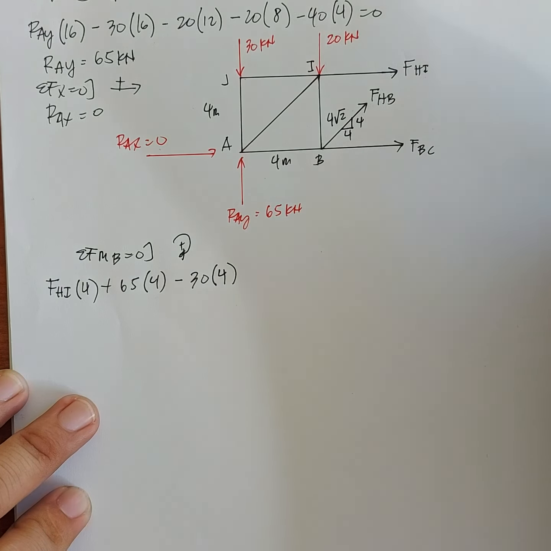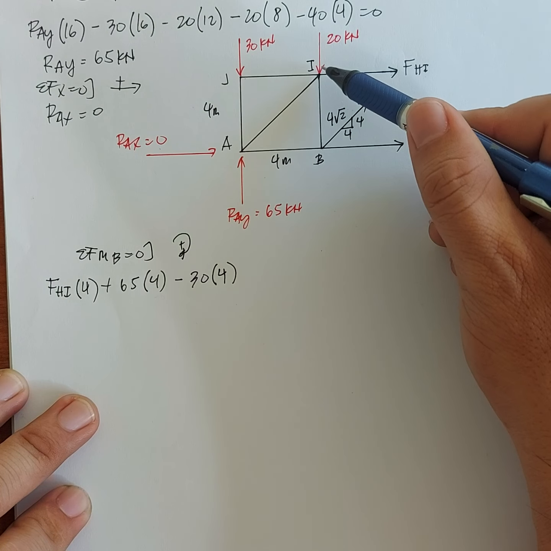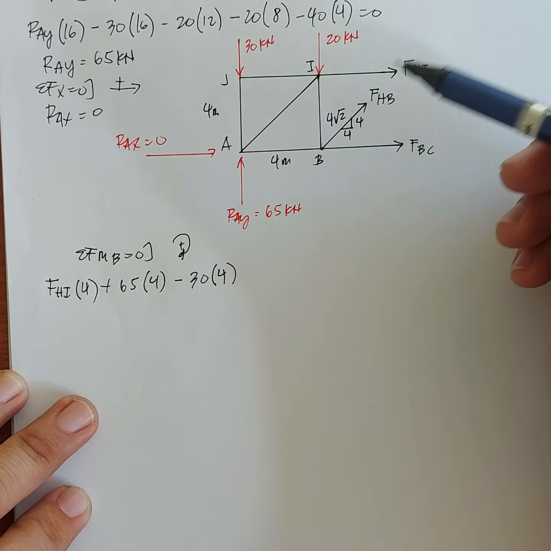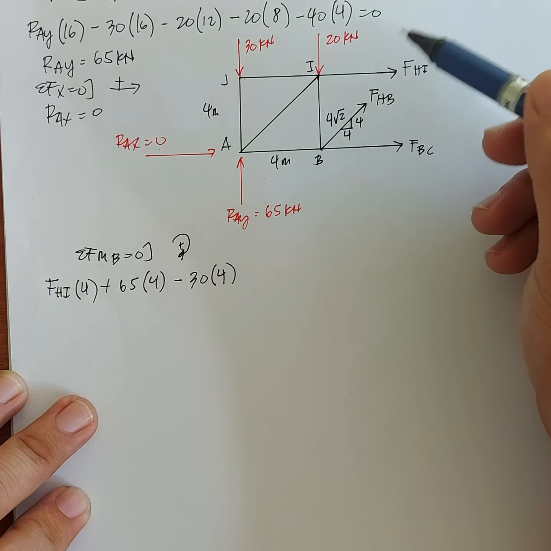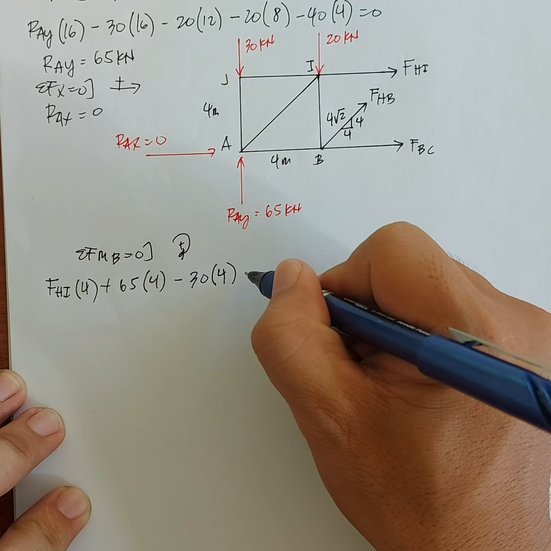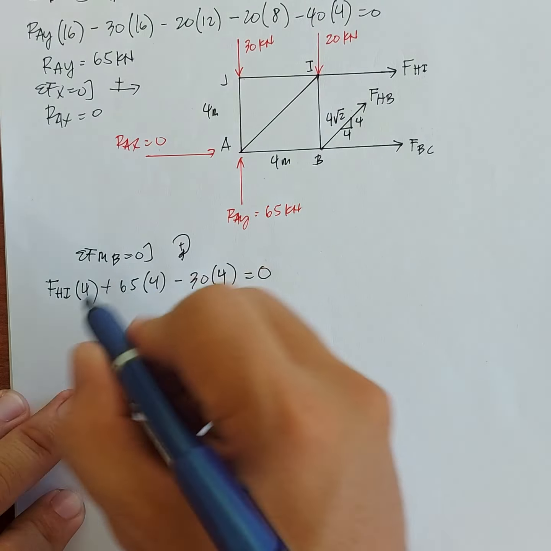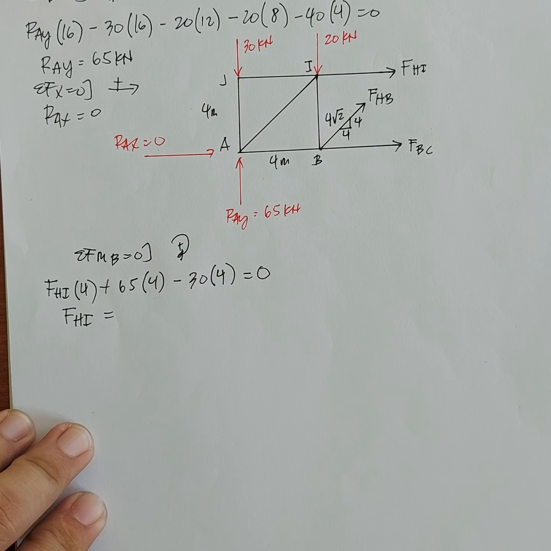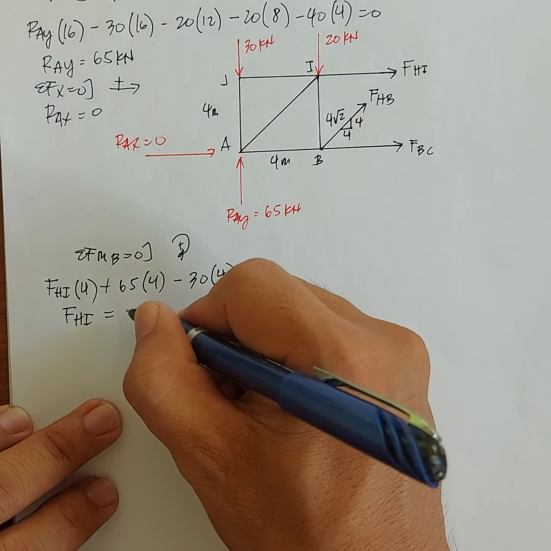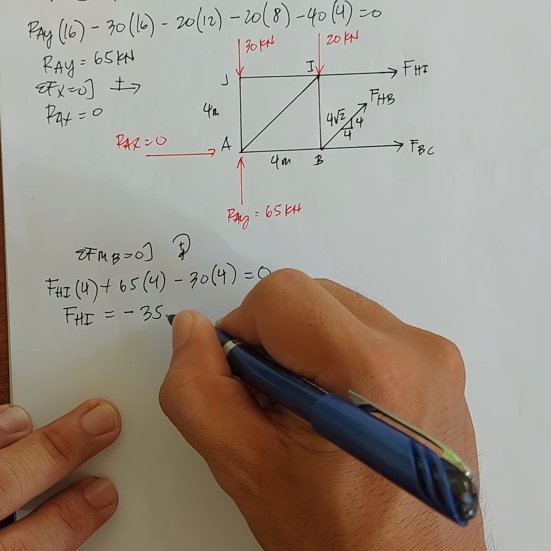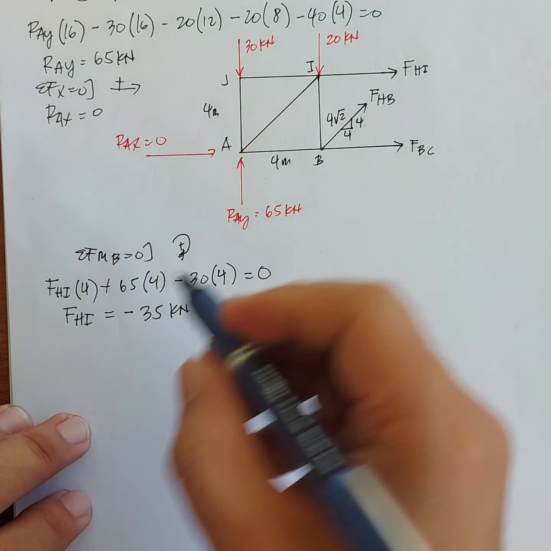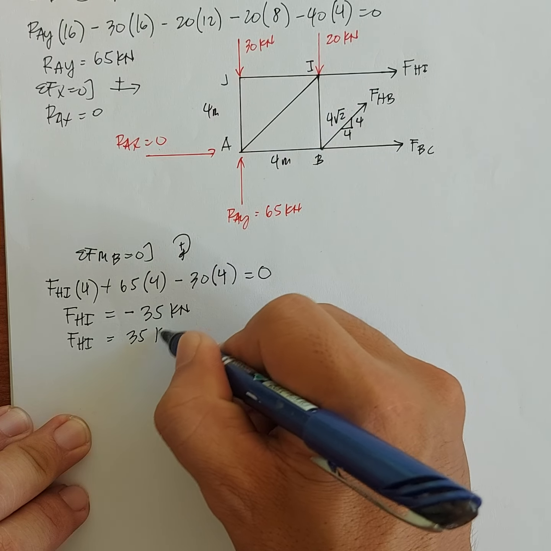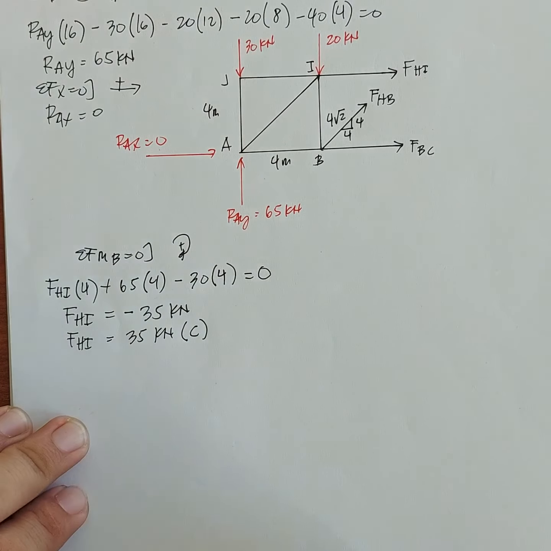Okay. Next, yung 20 kilonewton force dito, since yung line of action niya passes through point B, so wala siyang moment arm. So it means wala siyang moment about B. So ito lang yung equation natin for moment. Okay, equate that to 0. FHI is equal to, so that is negative 35 kilonewton. So the negative sign means FHI is compression. So 35 kilonewtons na compression.